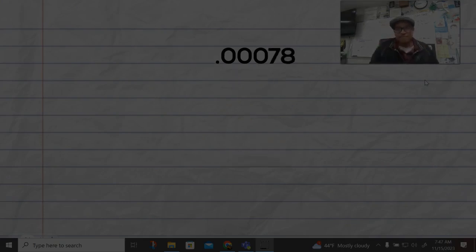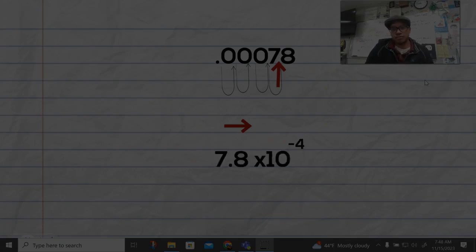In this next example, in order for the coefficient to be between 1 and 10, we need to move the decimal 4 places to the right. Yep, to the right. 7.8 is between 1 and 10. We need to move the decimal to the right, so the exponent will be negative. So the scientific notation will equal 7.8 times 10 to the negative 4. So there we go, some basics of scientific notation.